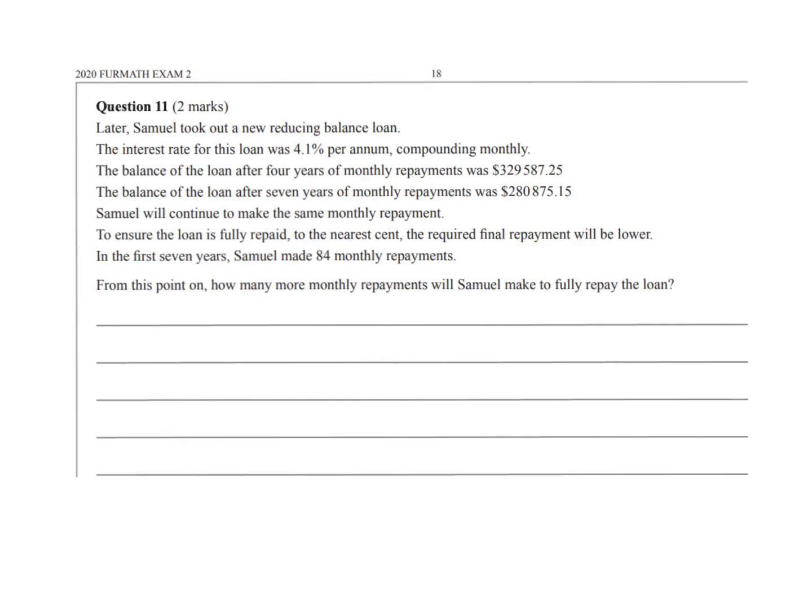All right. So question 11: later Samuel took out a new reducing balance loan. The interest rate was 4.1% per annum compounding monthly. The balance of the loan after 4 years of monthly payments was this. So you might want to write that's 4 years of monthly payments, the loan, the final value. Remember, when you're loaning, that means you still owe the bank. So the final value was 587.25. That's what they just told you there.